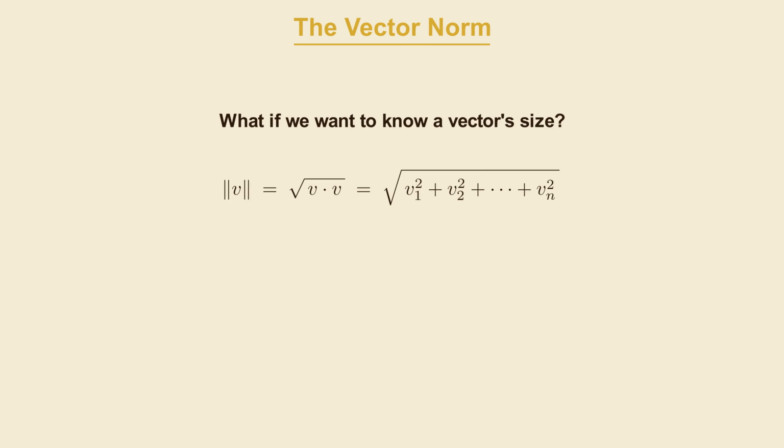The dot product combines two vectors. What if we want to know something about a single vector, like its size? That's what the norm does. The norm of a vector v, written with two vertical bars on each side, is the square root of the dot product of v with itself. Square each entry, sum, and then take the square root.